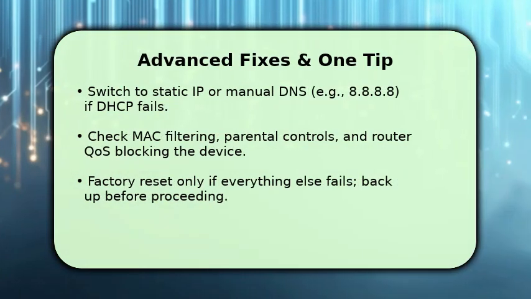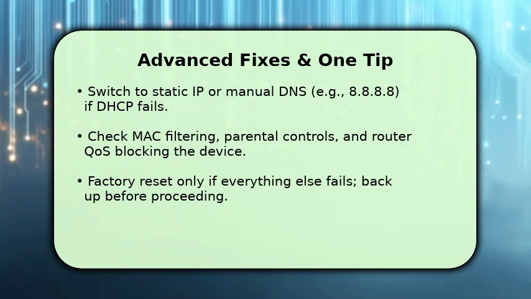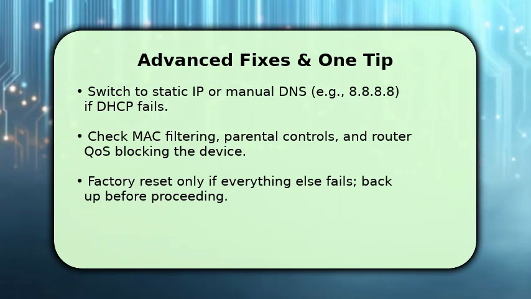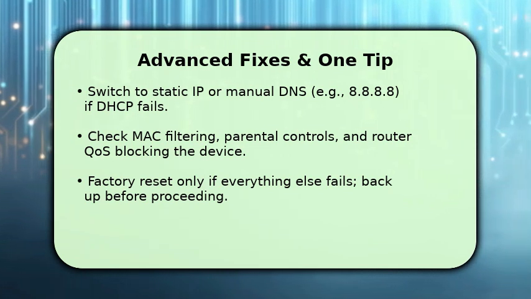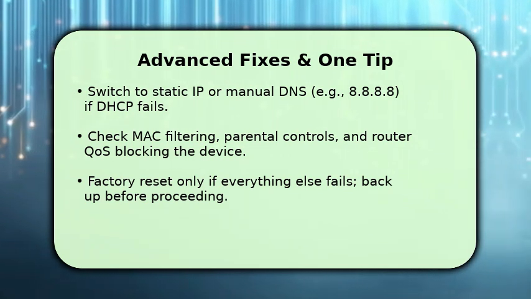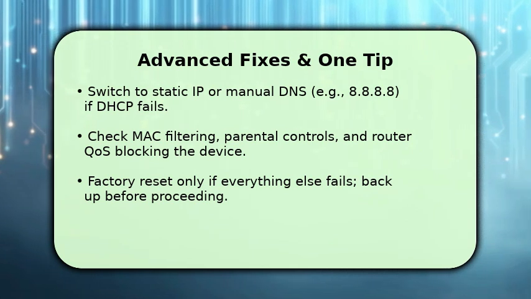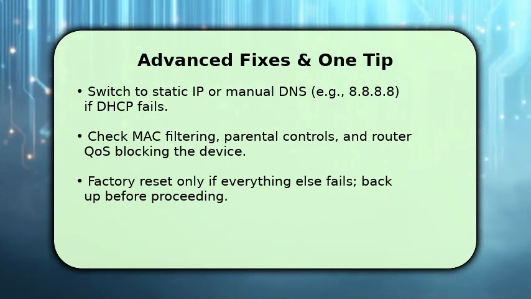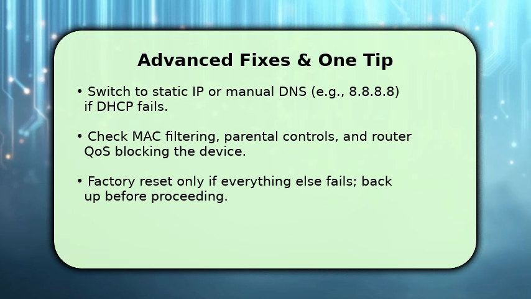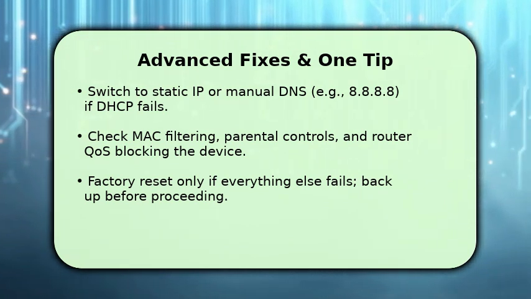If you still can't connect, try assigning a static IP or manual DNS like 8.8.8.8 to bypass DHCP issues. This often exposes whether the router is the problem. Next, inspect router settings for MAC filtering, parental controls, or QoS limits that might be blocking the Oppo.